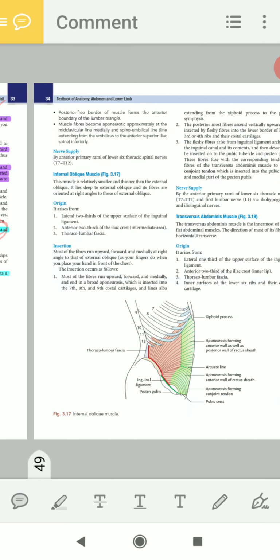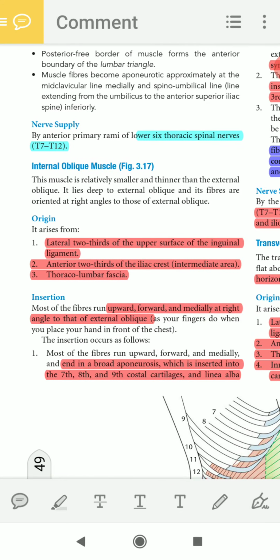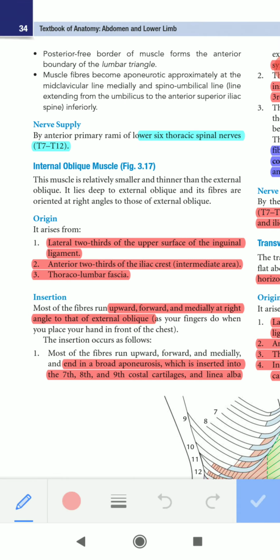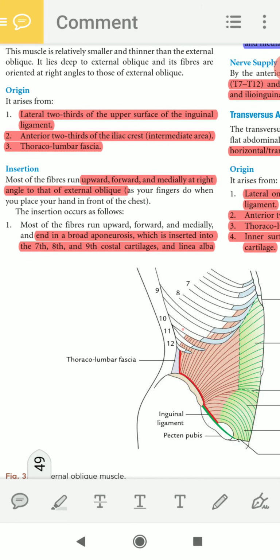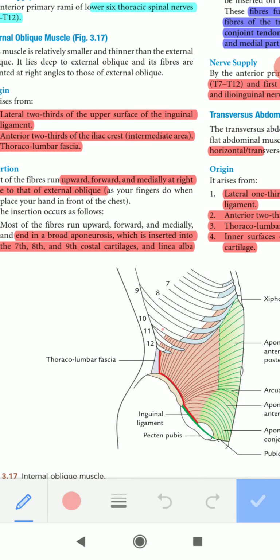Now the nerve supply. The nerve supply is the lower 6 thoracic spinal nerves, that is T7 to T12. Now come to the internal oblique muscle. It originates from the lateral two-thirds of the upper surface of the inguinal ligament, anterior two-thirds of the iliac crest, and thoracolumbar fascia. Look at that, lateral two-thirds of the upper surface of the inguinal ligament, this red area, then anterior two-thirds of the iliac crest, the intermediate lip, and as well as some thoracolumbar fascia.